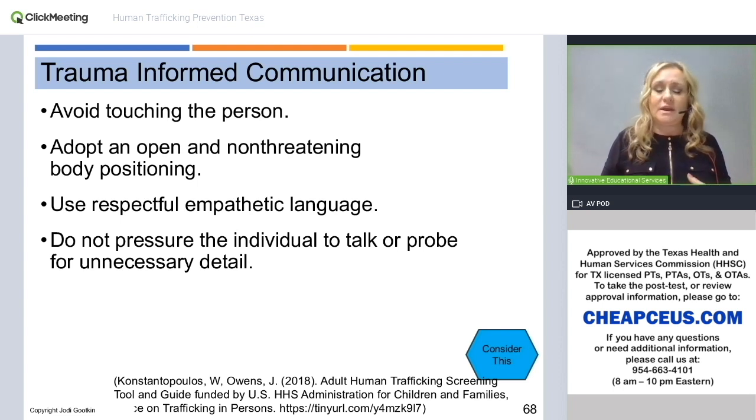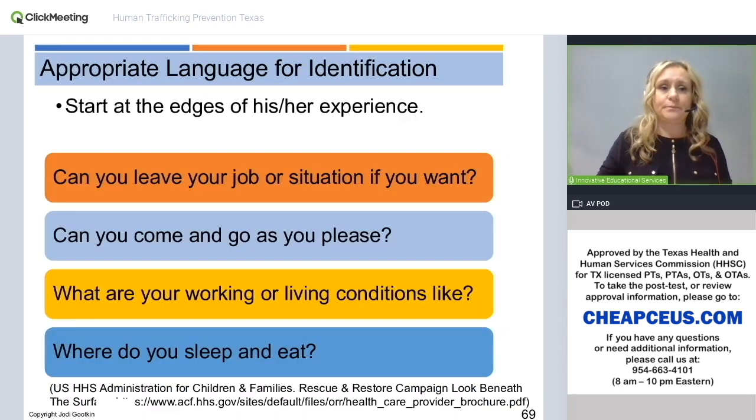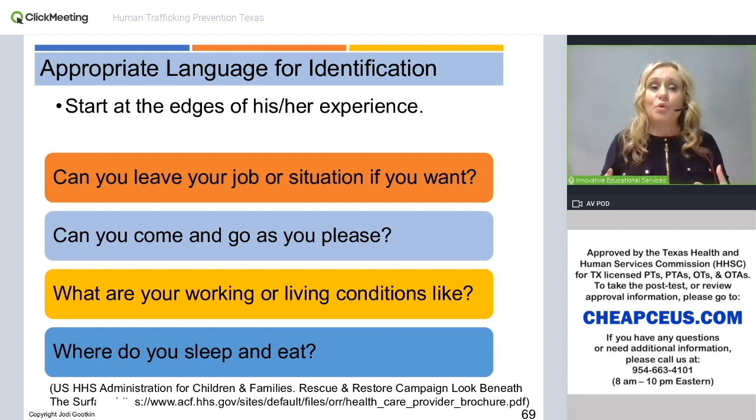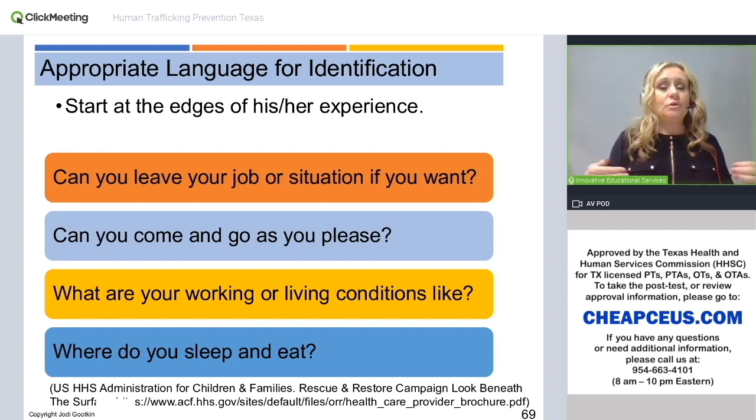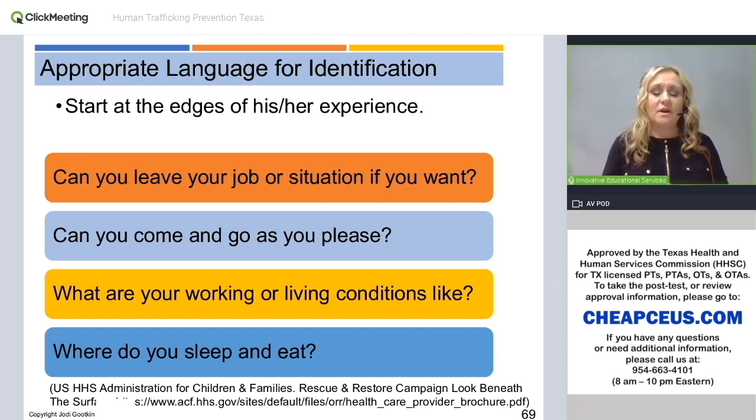Use calm, empathetic, non-judgmental language to slowly build a rapport with the individual. You're not investigating. You're not pressing for a story in every detail. You want to just create a situation where they can start opening up. As you're choosing your words for the conversation, don't go right in first to try and identify those red flags. Start on the periphery of the conversation.